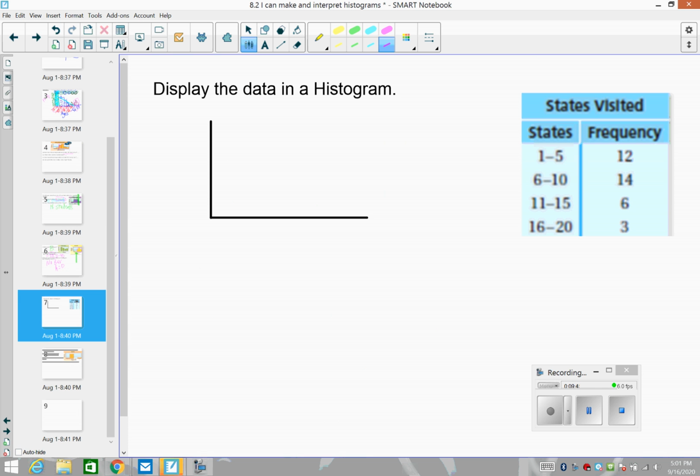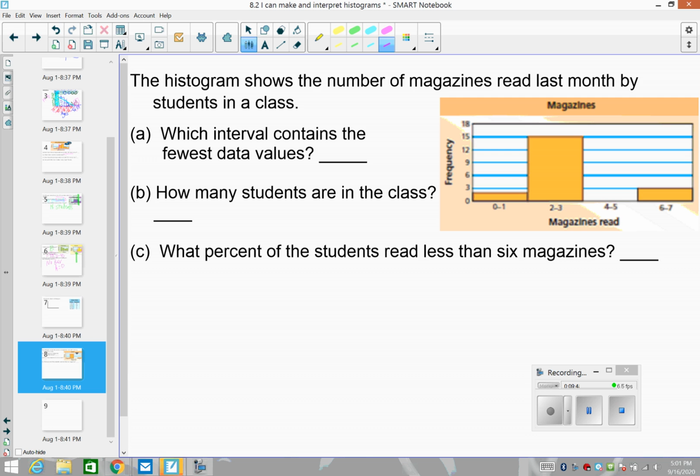So display data in a histogram. I don't know that we need to do that again. Maybe we will finish with this question. The histogram shows the number of magazines read last month by students in a class. First thing I'm going to do is try to identify. This looks like 2 students, 15 students, 0 students, and it looks like 3 students.